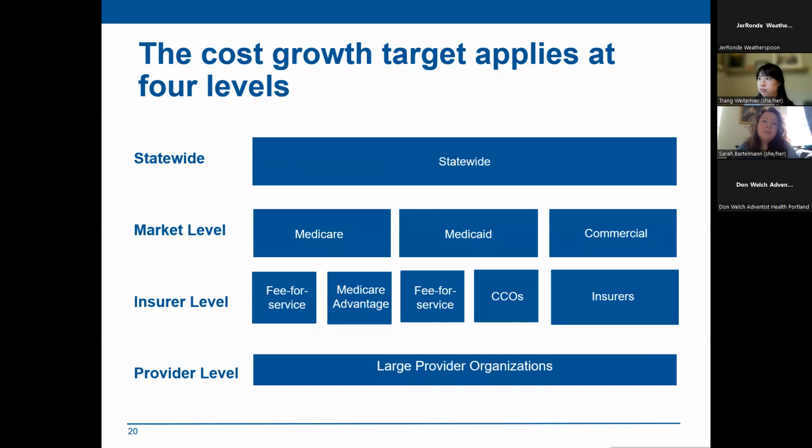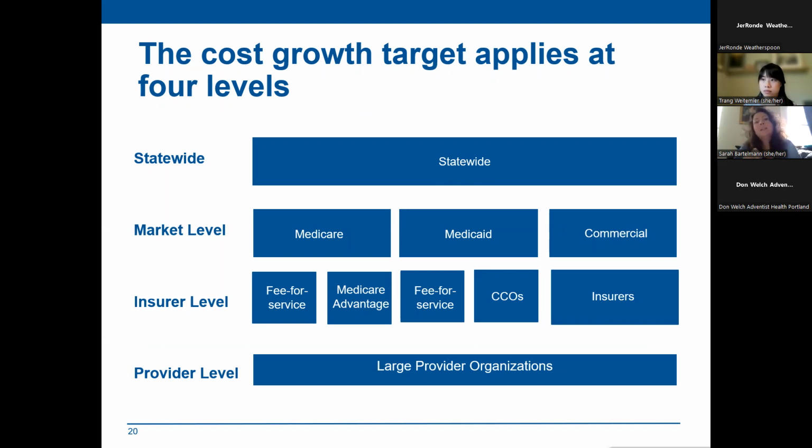So the cost growth target applies at 4 different levels. So we are going to be measuring and reporting at these 4 different levels. We're going to be looking statewide, all across the state, all markets, everyone, everything included. We're going to be measuring at the market level, so Medicaid, Medicare, and commercial. We're going to be measuring at the insurer level, so looking at specific plans, whether that's Medicare Advantage plans, Medicaid coordinated care organizations, or commercial insurance plans.